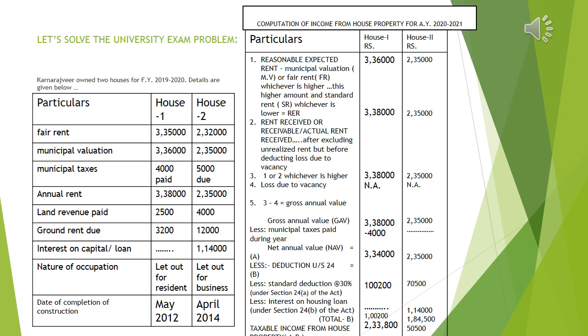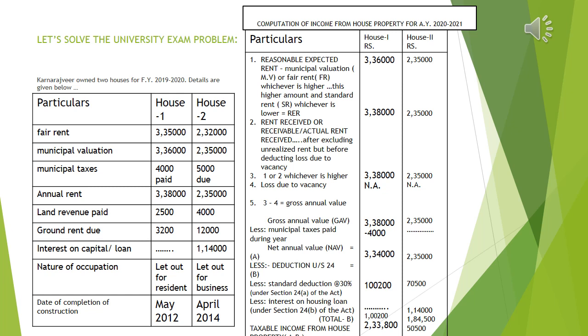Then second, rent received or receivable, 3,38,000 in the first house and 2,35,000 in the second house. Then number third, first or second whichever is higher. So in case of house first, 3,38,000, and for house second both are same, so we can take 2,35,000. Then step 4, loss due to vacancy, it's not applicable. Step 5, 3 minus 4 is equal to gross annual value. First house 3,38,000 and second house 2,35,000.